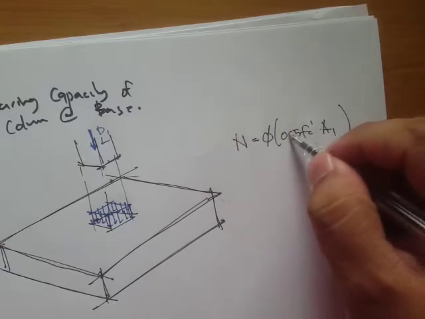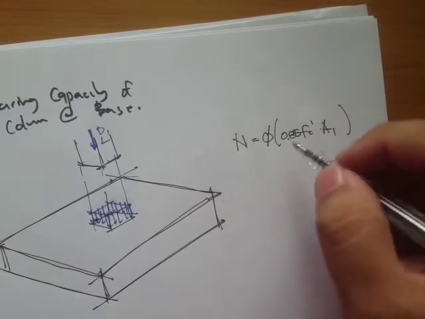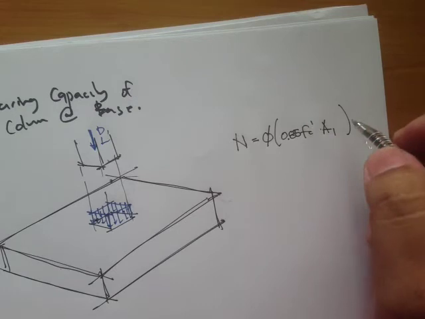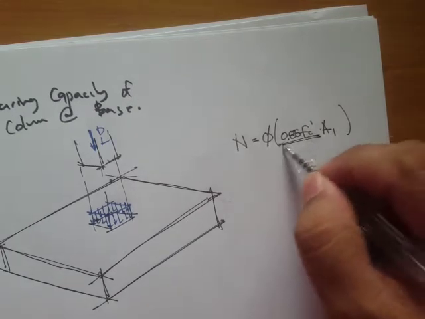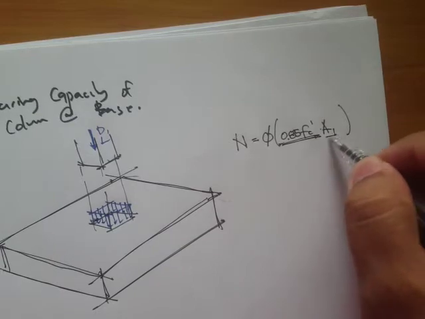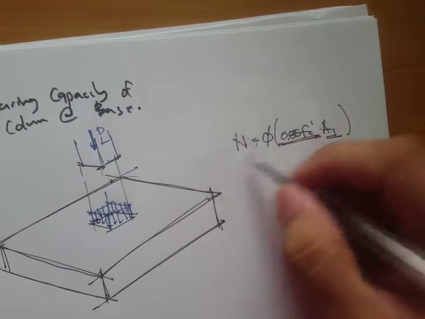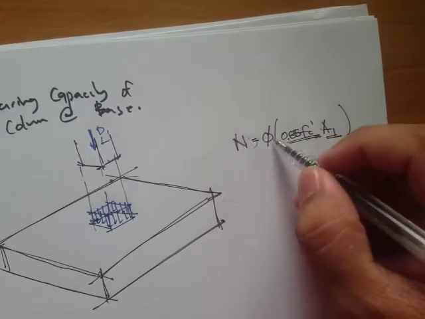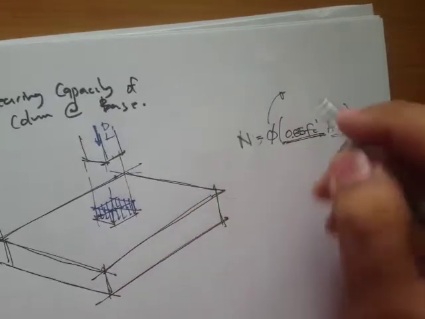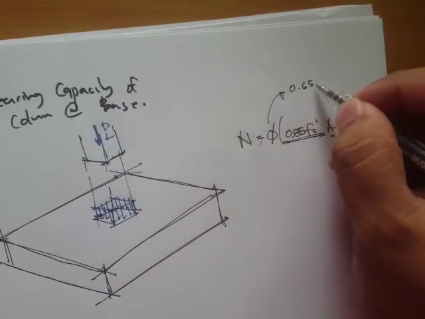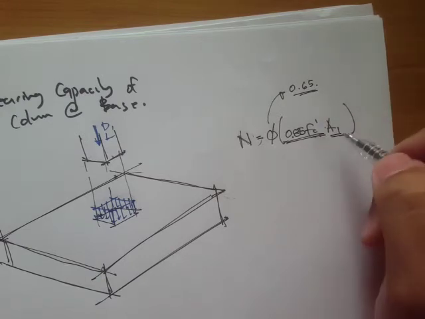Sorry, this is 0.85. Okay, 0.85 f'c times the area A1. Again, that's just the typical stress equation, wherein this is the stress and this one is the area. So you have this bearing load, in newtons, and the reduction factor, since this is compressive load, is going to be 0.65.